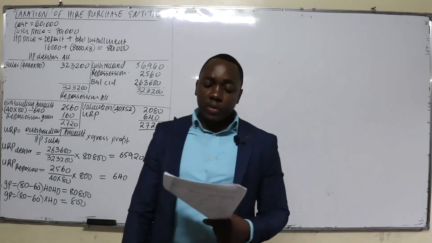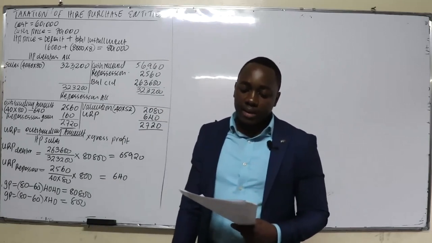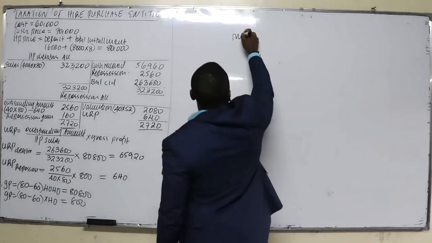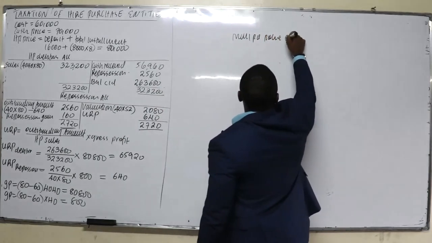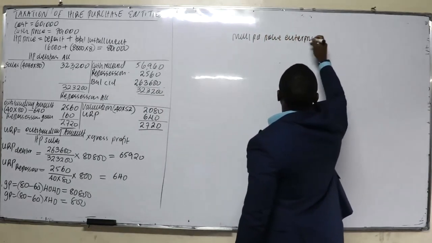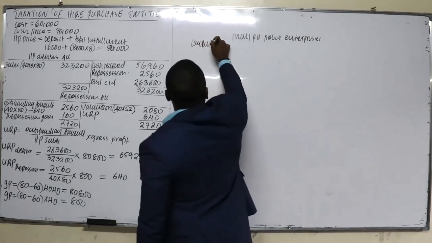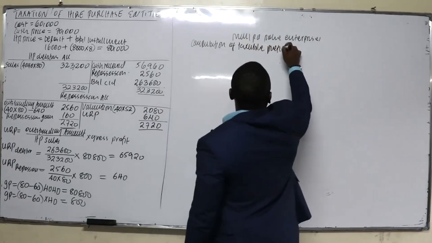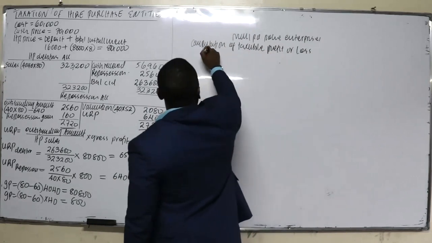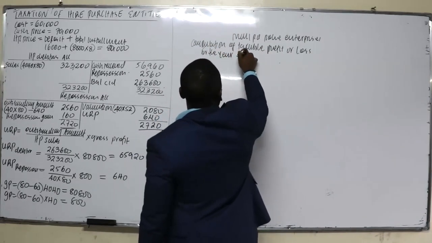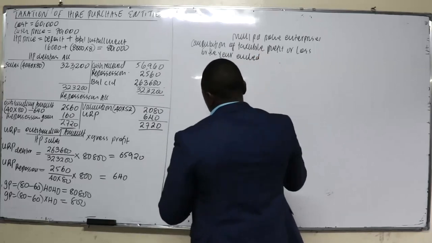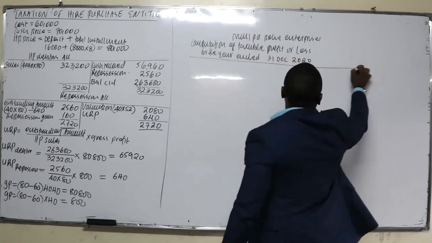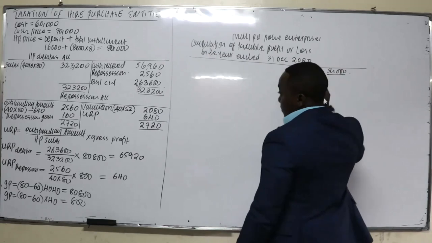Required. Taxable profit or loss for Maripopore Enterprise for the year ended 31st of December 2020. So this is Maripopore Enterprises. Computation of taxable profit or loss for the year ended. So the year end on 31st of December 2020. And the shillings are in thousand.